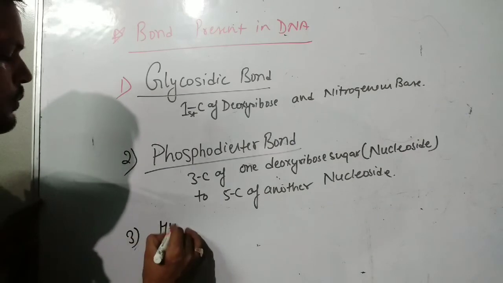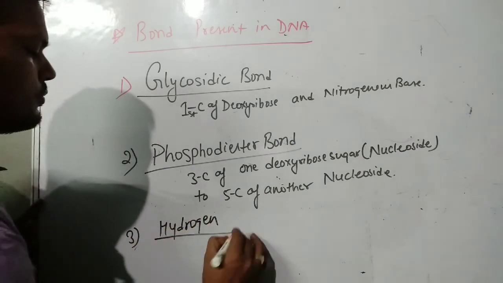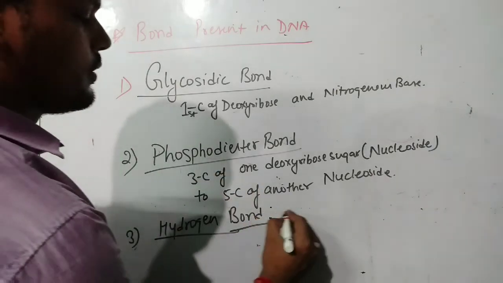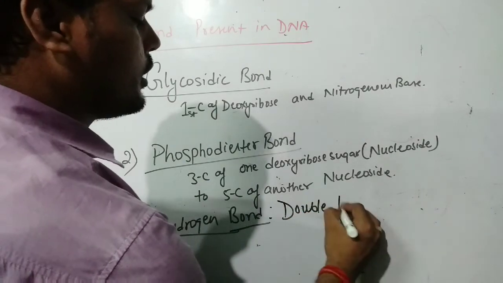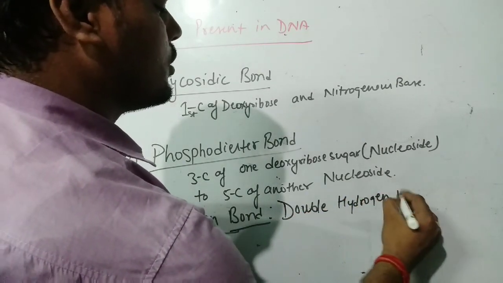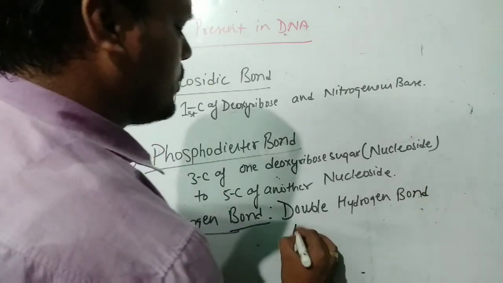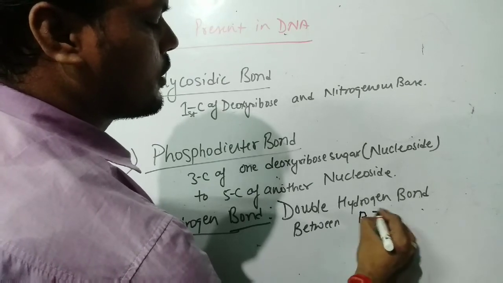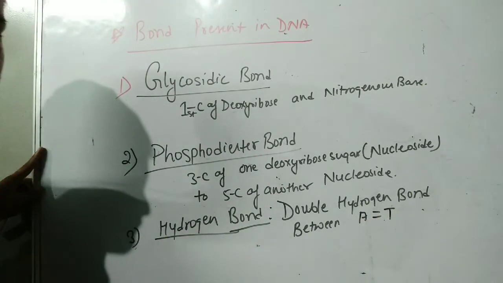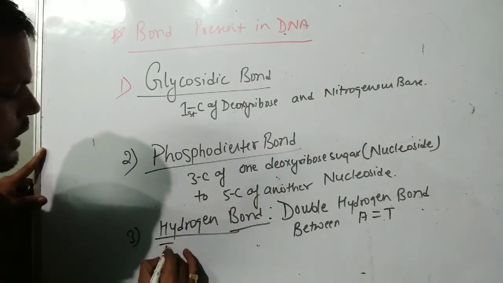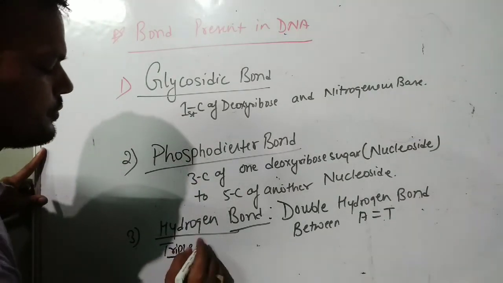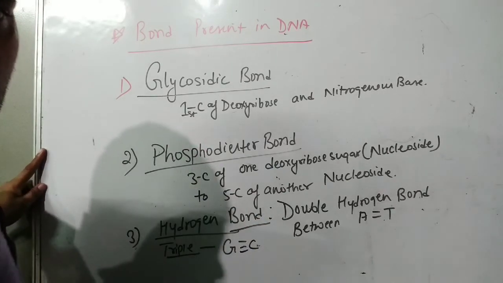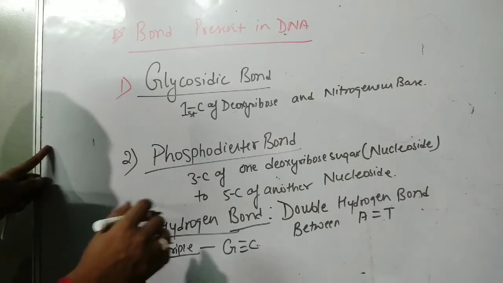The third bond is hydrogen bond. How will you remember? Double hydrogen bond between adenine and thymine and triple between guanine and cytosine. Guanine और cytosine के बीच में कितना होगा? Triple hydrogen bond होगा. तो you have to remember this thing.